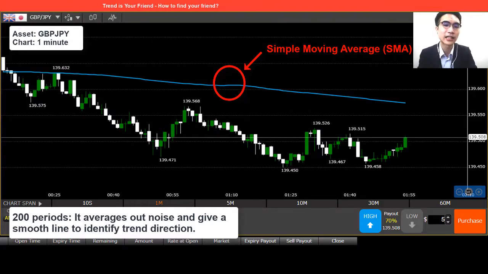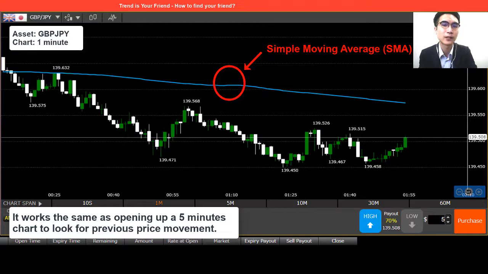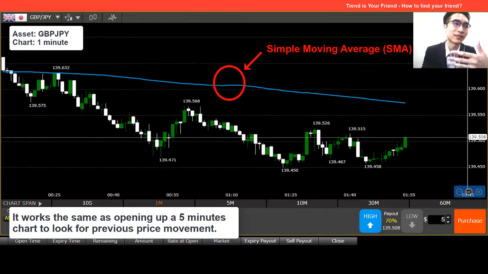And then in here, because we are using a 1 minute candlestick chart, just remember that each candlestick is equal to 1 minute price movement. With this 200 period moving average, it calculates the past 200 candlesticks, which means the past 200 minutes, and shows us the average movement of the past 200 minutes. To me it works the same as when we are looking at a long-term candlestick chart, such as the 10 minutes chart.